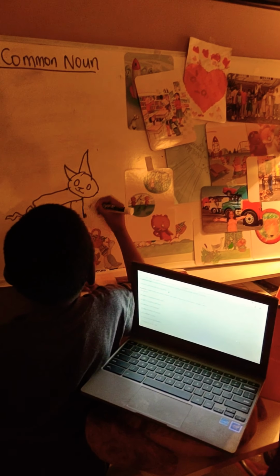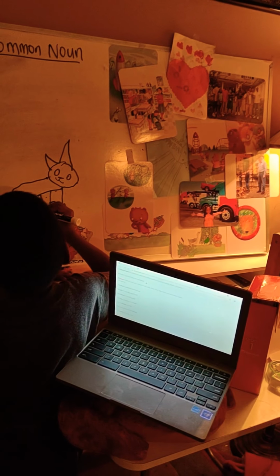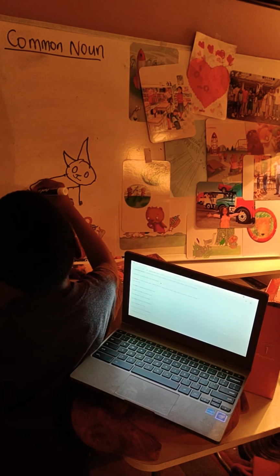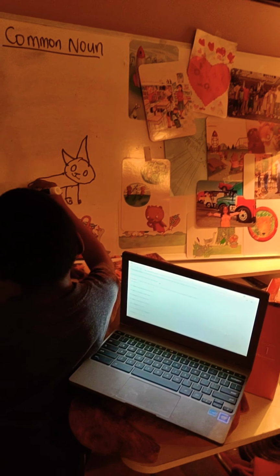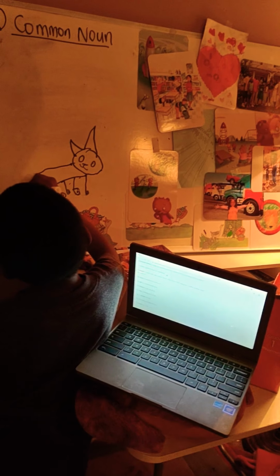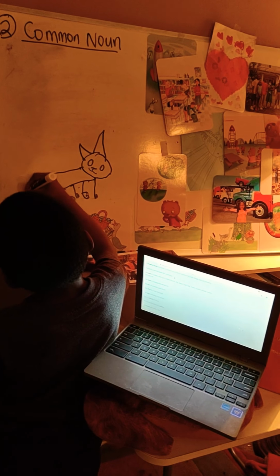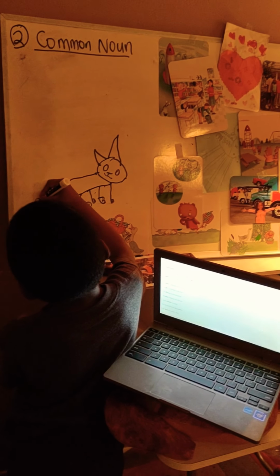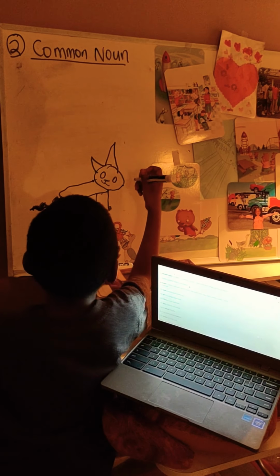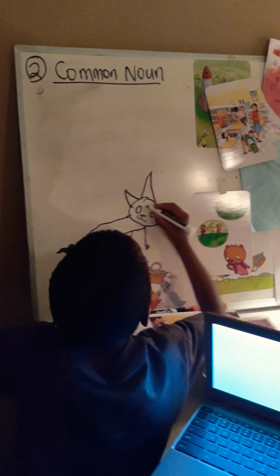So Joshua, what did you draw? A Bengal cat? Okay, what are the characteristics of a Bengal cat? Where can we find them? Do we have Bengal cats here? In Asia, in America. Are they pets or wild animals? Pets. Oh, really? They look like leopards. Okay, done. That's great. Amazing.